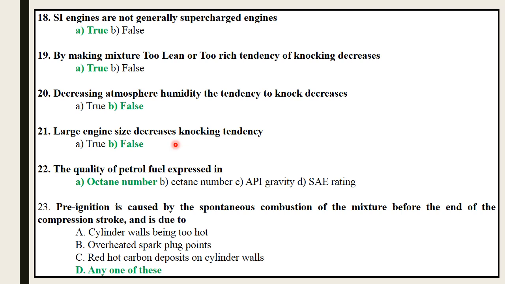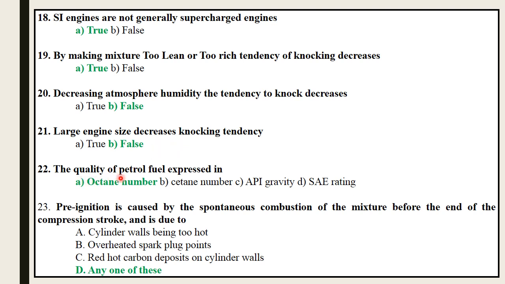Engines with similar design generally run at the same engine speed, but there are limitations to using large engines in SI engines because it increases the knocking tendency. Large engines have greater knocking tendency because the flame travel distance is more, so it requires a longer time. Because of that, SI engines are limited to 100 mm.